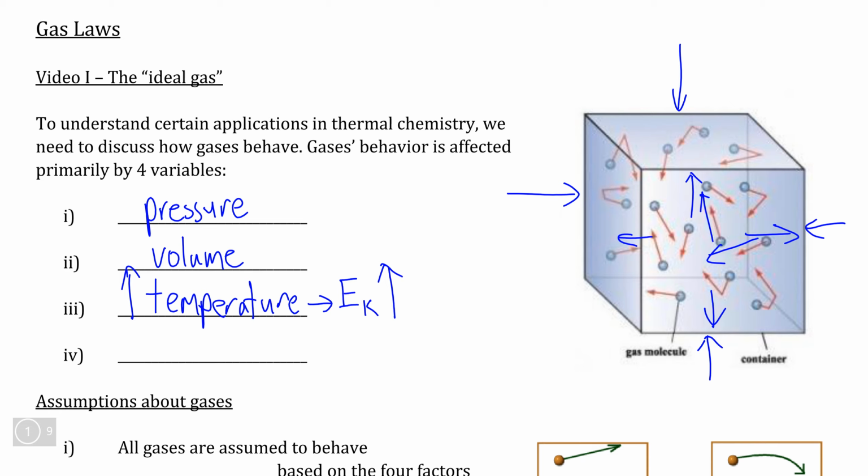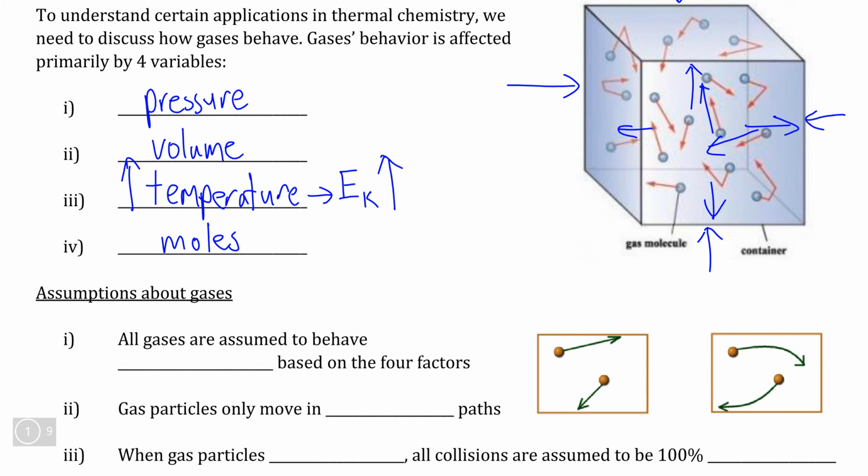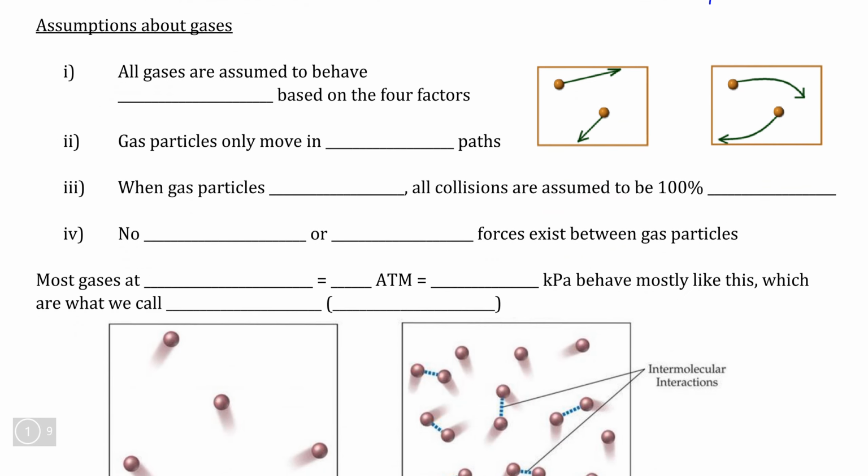And the final variable we know very well, it's the number of moles. Obviously, the greater the number of moles of gas particles, the higher the pressure is going to be of that gas, and the more space that gas will occupy, assuming that the gases can expand outward in every direction. We will focus on those specific relationships between these four variables in the subsequent videos. For now, let's take a look at some assumptions that we need to make about gases.